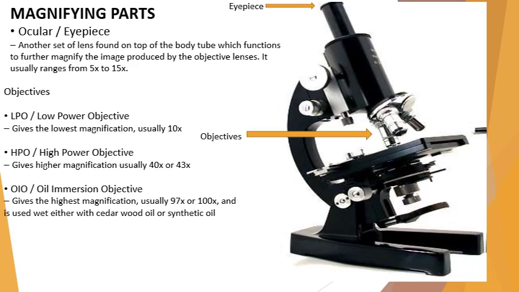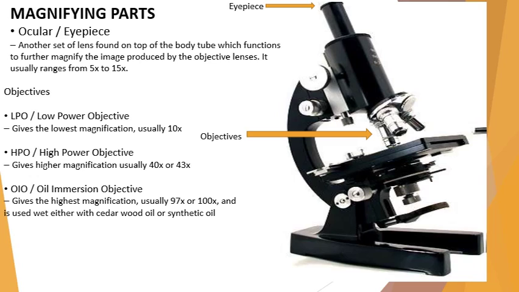So the ocular is used to view the specimen after the magnification by the objective lens. It usually ranges from 5x to 15x in power. The next one is the objective. It is a metal cylinder attached below the nose piece and contains specially ground and polished lenses.